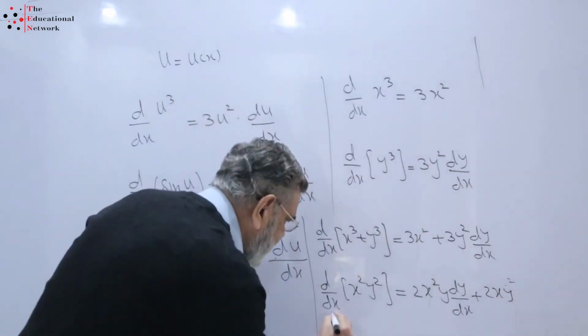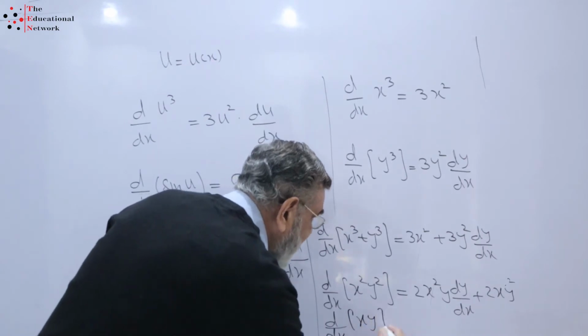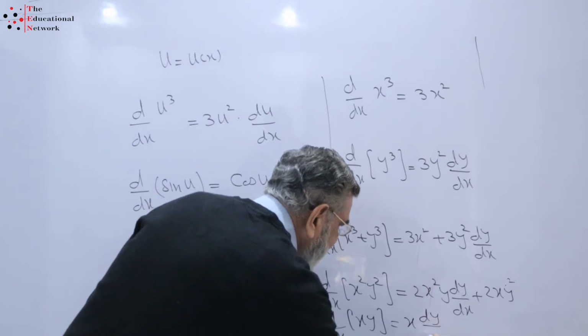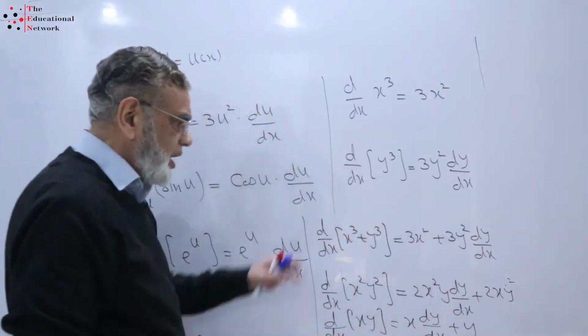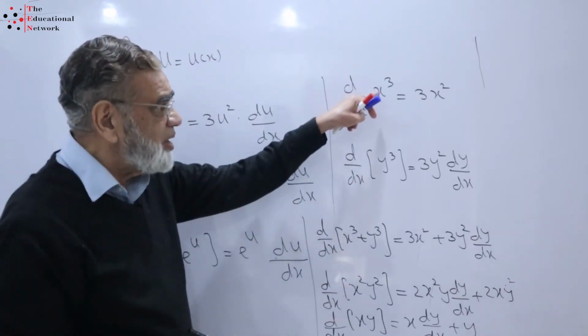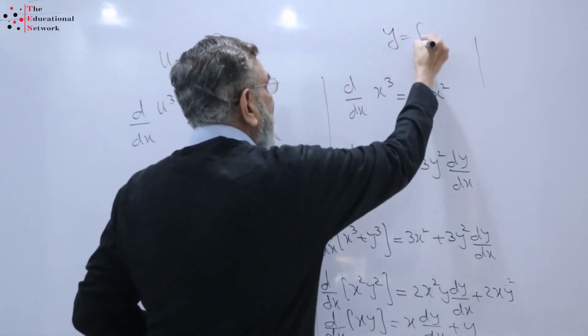This d by dx of xy, so the solution of this one is first function times derivative of second, x dy by dx, and then plus y into dx by dx, which is equal to 1. So actually this is the implicit differentiation. This is the explicit differentiation function, where the explicit function is y as a function of x only.